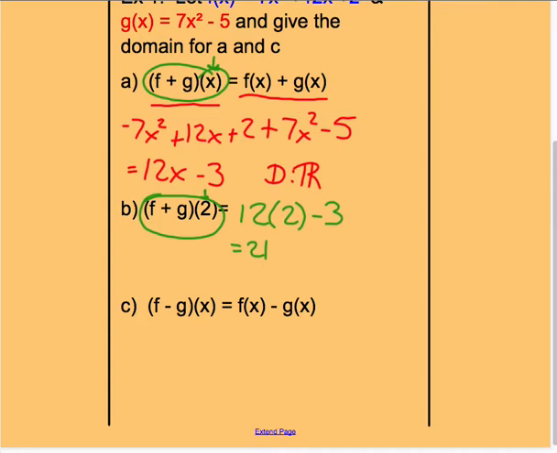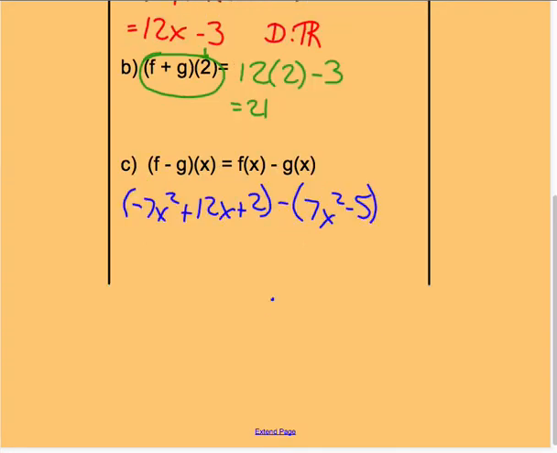And subtracting the functions, as I mentioned, we have to use parentheses around this one. So we're going to take the f function again and subtract the g function. So on this one, we are going to distribute that subtraction sign, and then we'll add our like terms. So I like doing the add the opposite.